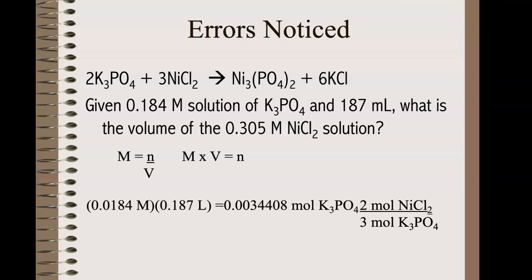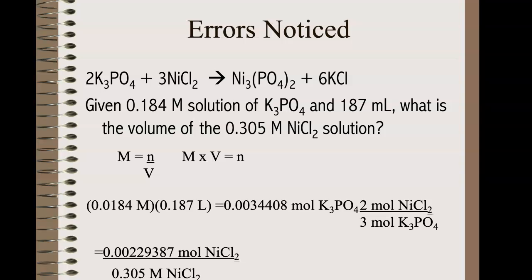Once you came up with the moles of nickel chloride, all you have to do is divide that by your molarity, moles divided by molarity, and that does give you your volume. And the volume there would not have actually been correct because they had set the problem up incorrectly. As you're reviewing for your test, I hope this helps you.